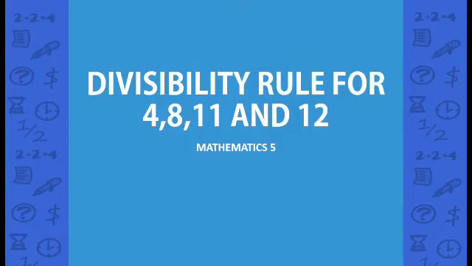Divisibility rule for 4, 8, 11, and 12. Divisibility means dividing a number where the answer has no remainder. The following lesson will teach you to determine whether a number can be divided by 4, or 8, or 12, or 11 exactly without any remainder. We can identify the divisibility of the number when you divide one number by another number. The result should be a full number or without remainder.